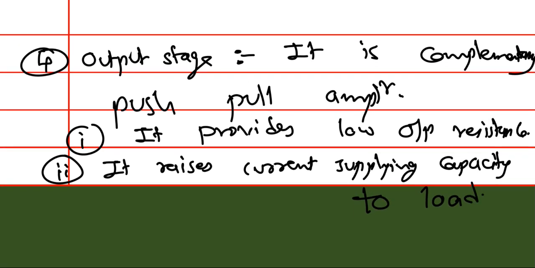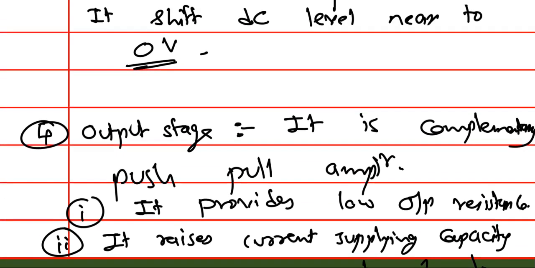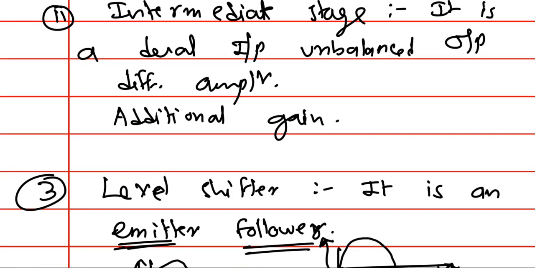So it will ensure that more amount of current can be given to the load. It will increase the current supplying capacity which we want to provide to the load. So this is the block diagram of op-amp.